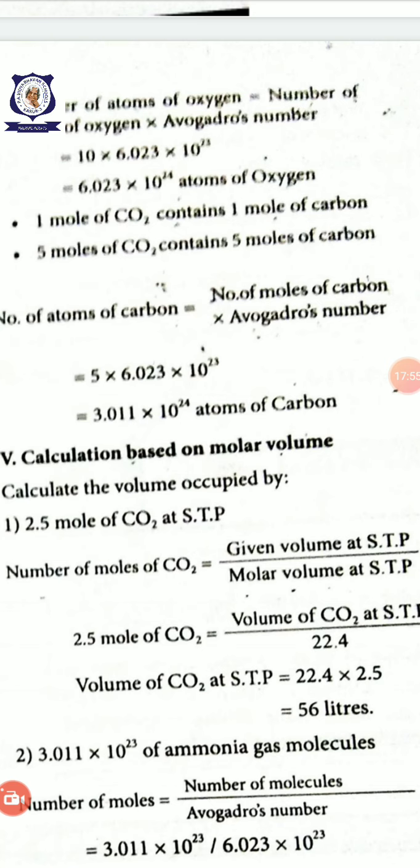So 5 into 6.023 gives 30.11. So we may write it as 3.011 into 10 power 24. See, 5 into 6 is 30, then 0. So 30.11 into 10 power 23. So we may write it as 3.011 by increasing the power from 23 to 24.